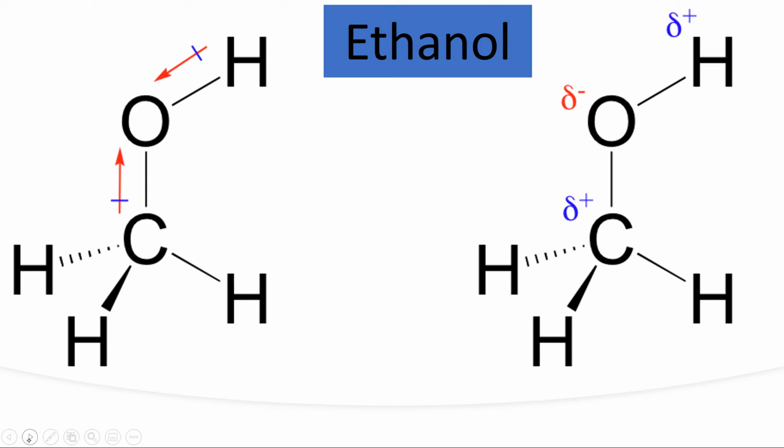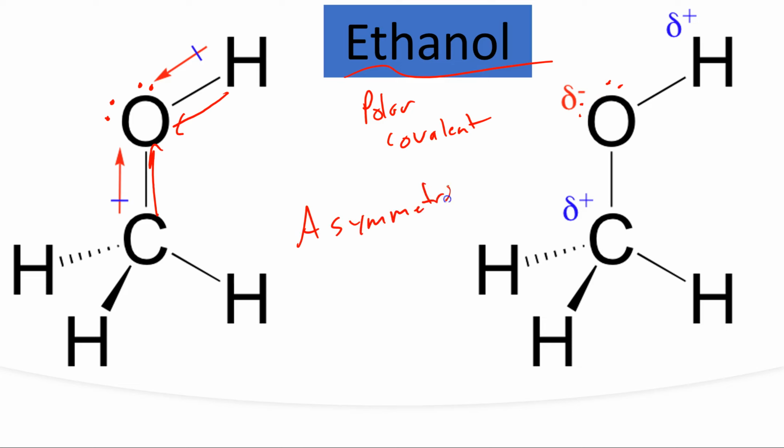We could take something like ethanol, which is a polar covalent compound, and we have something very similar to what water has. We have a large enough difference in electronegativity that oxygen pulls those electrons a little bit closer to itself, and, though it's not shown in this picture, we also have those lone pairs. So this is asymmetrical, meaning it is a polar compound or a polar molecule. All right.